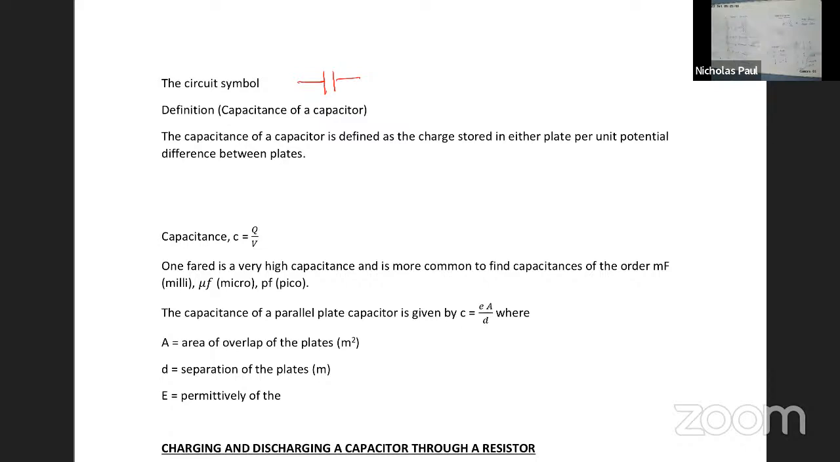One thing you will notice is that 1 farad is an extremely, extremely large capacitance. Farad is spelled F-A-R-A-D, and she spelled it wrong. So really and truly, the capacitors that you'll be seeing have values in the order of millifarads and more so microfarads. Let me just show you an image of a capacitor.